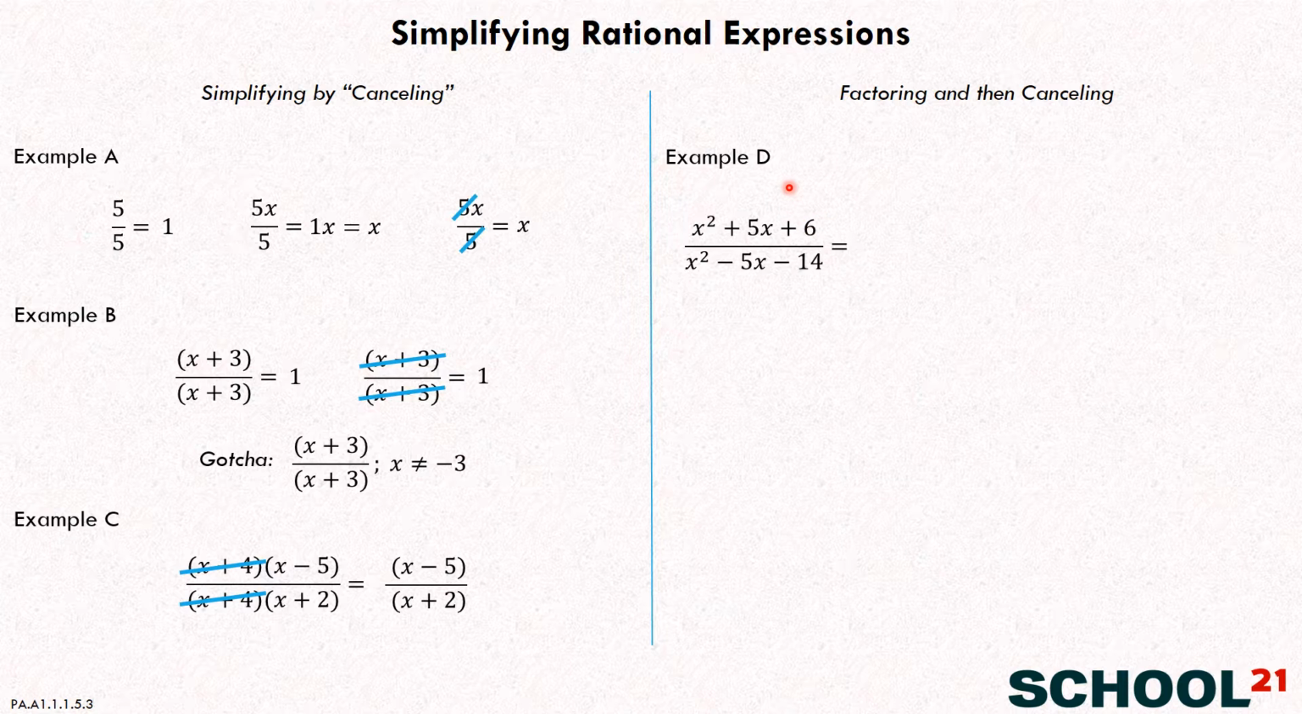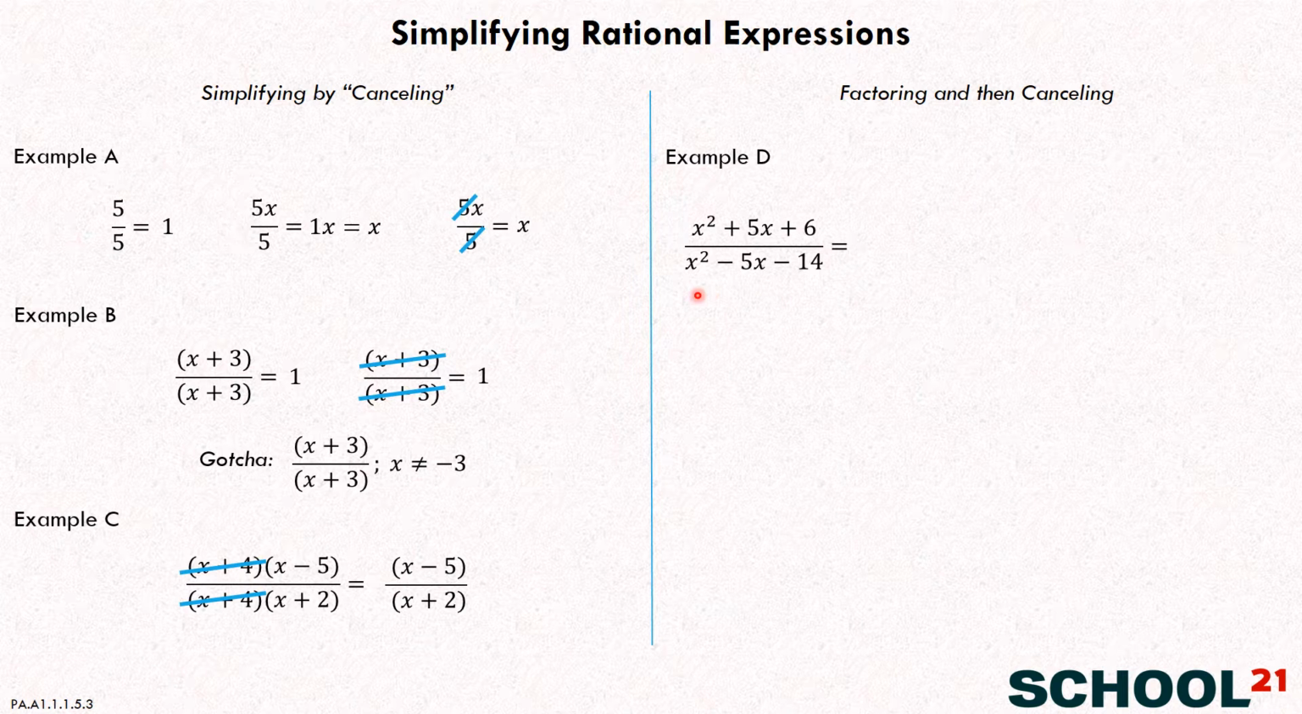Can you think of another set of numbers that would add together to 5? 2 and 3. Good. That's excellent. So on the numerator, we're going to have x plus 2 times x plus 3. Those are the quantities. Now let's do this one down here.